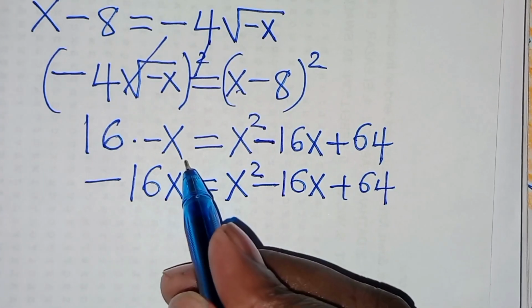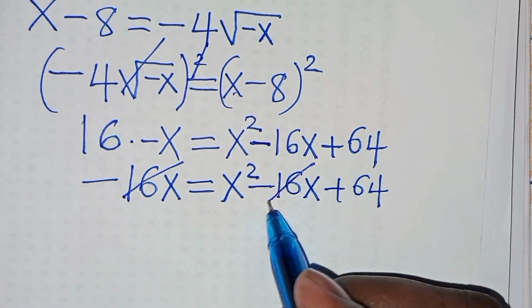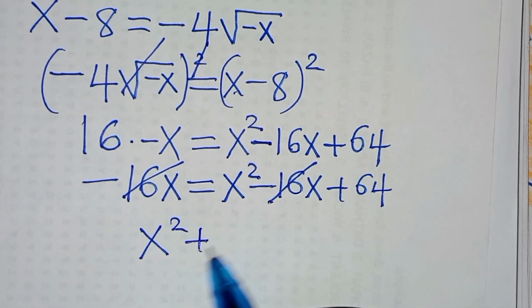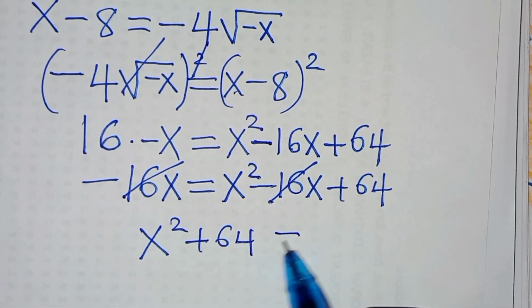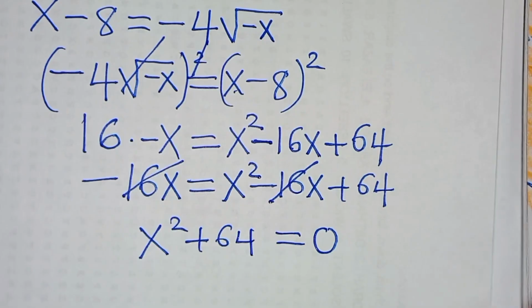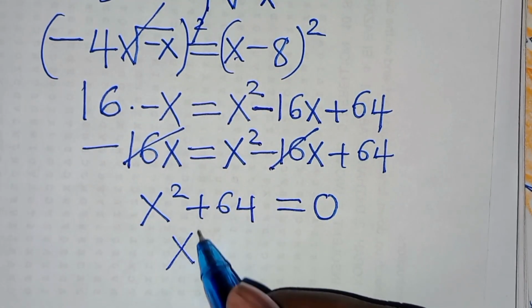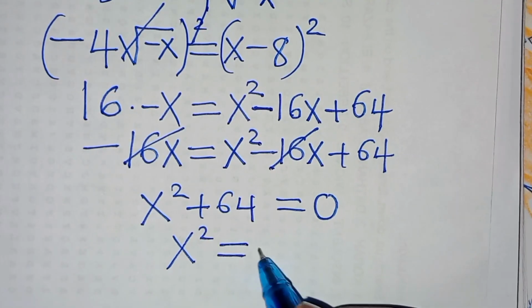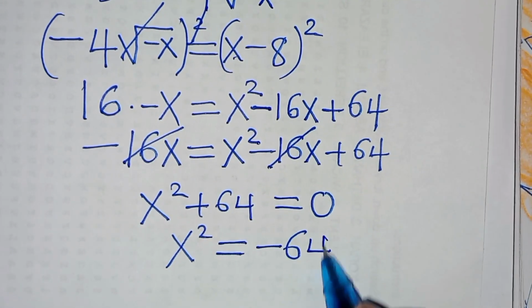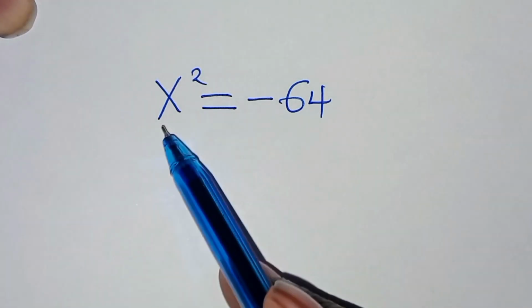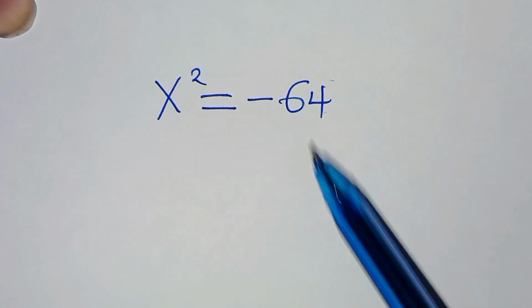So here the minus 16x on both sides simplifies, and we have x squared plus 64 equal to 0. So this implies that x squared is equal to minus 64.